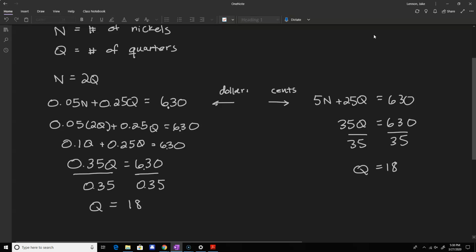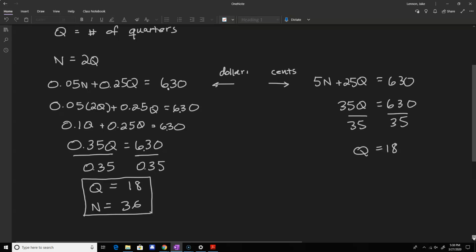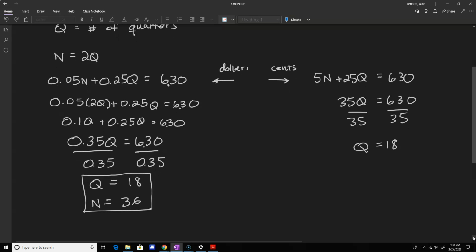And then the number of nickels was double the number of quarters. So n would be 2 times 18, which is 36. So your answer for this problem would be 18 quarters and 36 nickels. That's the breakdown. Okay, so pretty straightforward. Again, pay attention to the units. Usually with these coin problems, we can write down the two equations, and we don't need to get involved in a table. The next few, though, I typically like to use a table.